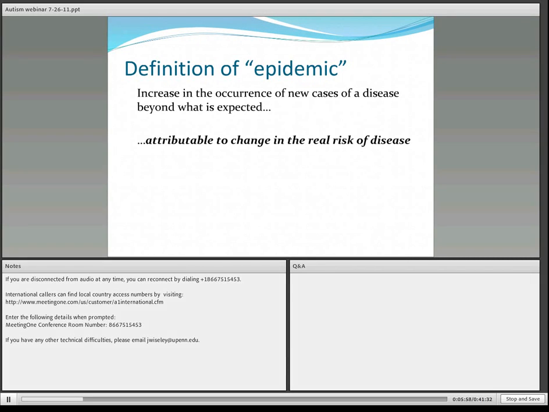That's all right. All right, so epidemic, it's an increase in the occurrence of new cases of a disease or a disorder beyond what is expected. We clearly see that in autism. It's gone up really dramatically in the last 3 decades. But the important part of the definition is this last part, and that is, in order for something to be an epidemic, it has to be attributable to change in the real risk of disease. In other words, the risk of acquiring the disease has to have gone up in order for something to be an epidemic. So what else could it be if it's not an increase in the risk of acquiring the disease?